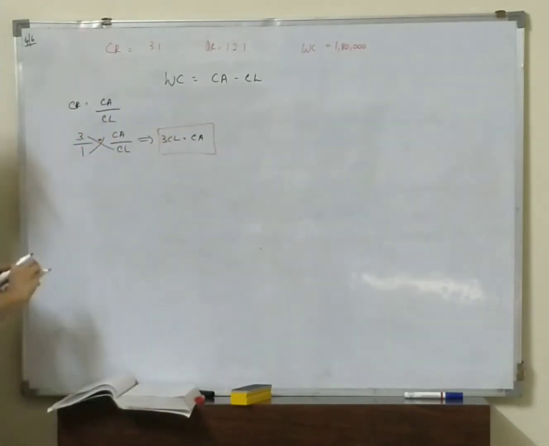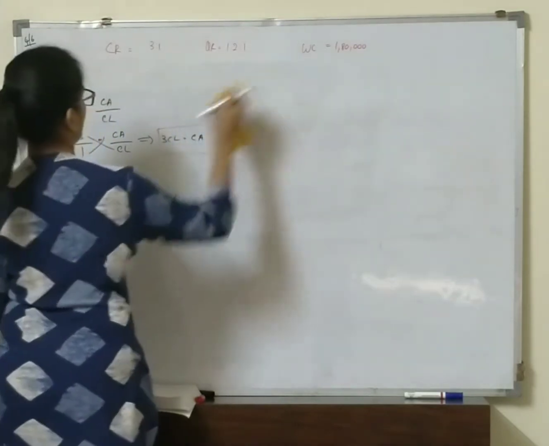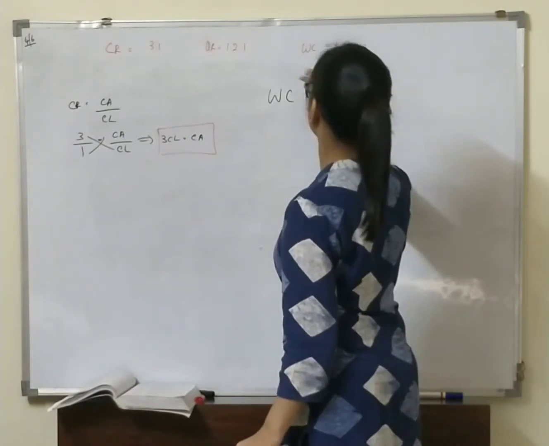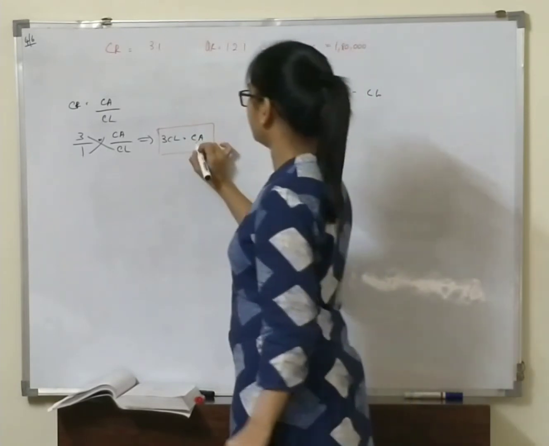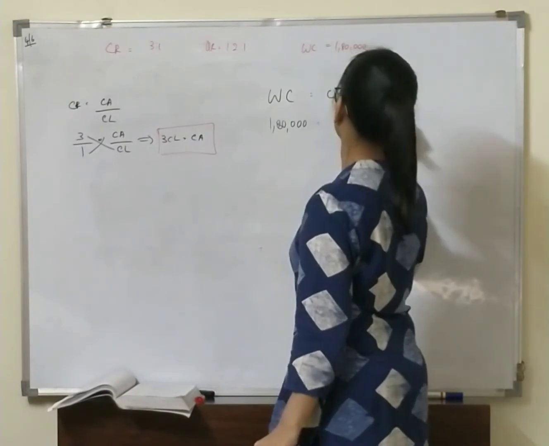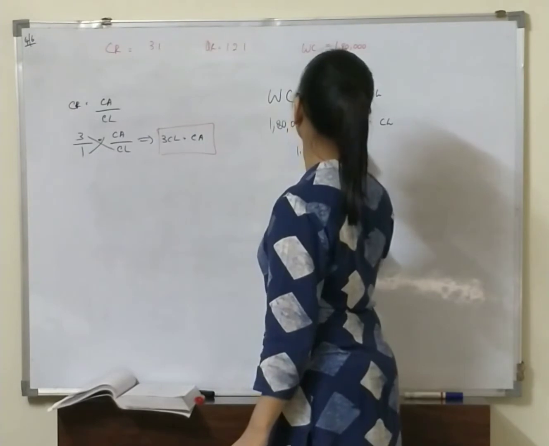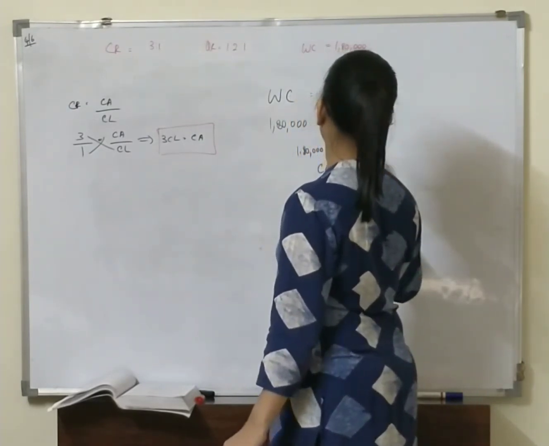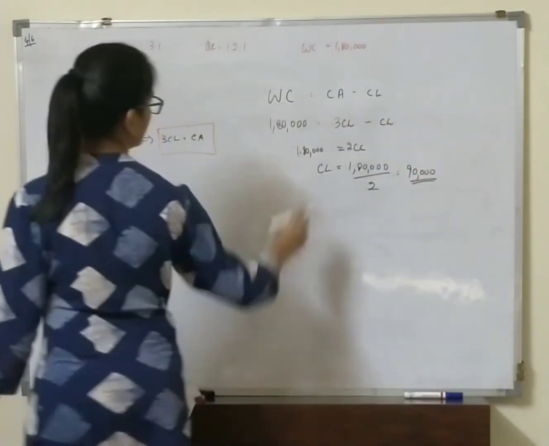Correct? Now we know working capital. What's the working capital formula? Current assets minus current liability. Working capital is 1,80,000. What is current asset? Current asset is 3 current liability. So 3 current liability minus current liability. We can substitute it. 1,80,000 is equal to 2 current liability. So what is current liability? 1,80,000 divided by 2, that is 90,000. We got the answer for current liability.